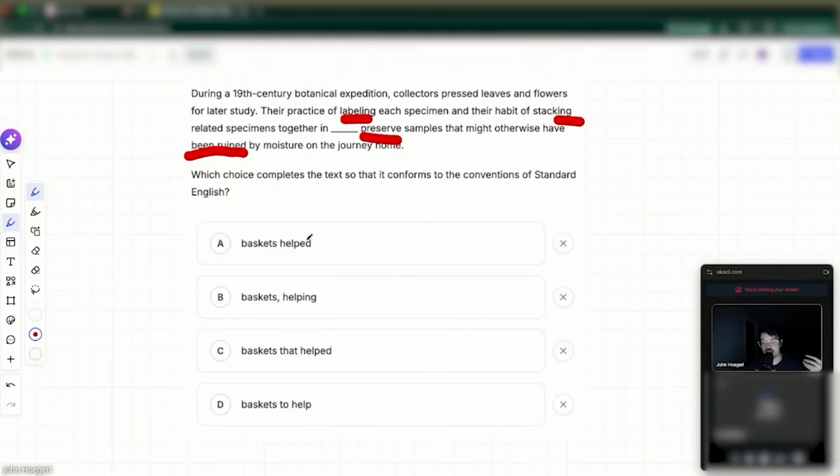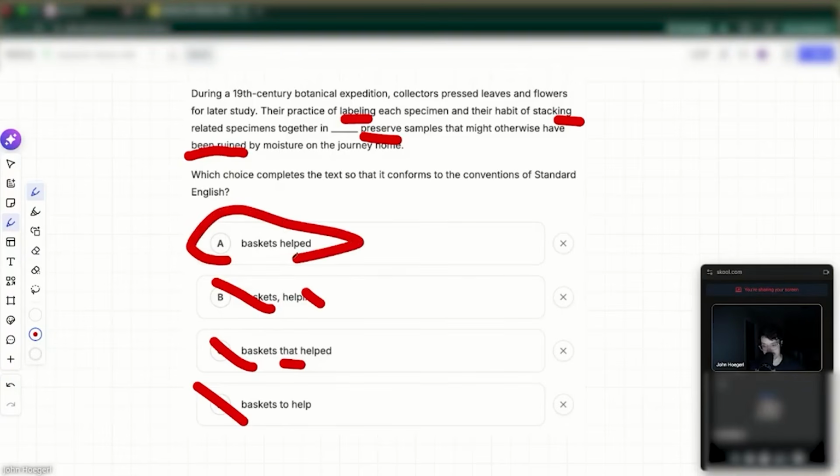So therefore, we have to choose a main verb format for the answer choice. We can't choose a non-main verb thing. If we look at these choices, helping ends in ing, so not a main verb, can't go for that one. That helped, that's one of the exceptions as well, so can't go for that one. To help, again, one of the exceptions. So therefore, we have to go for A for the answer. This is the only one that works as a main verb for the answer. So you just have to go for that.